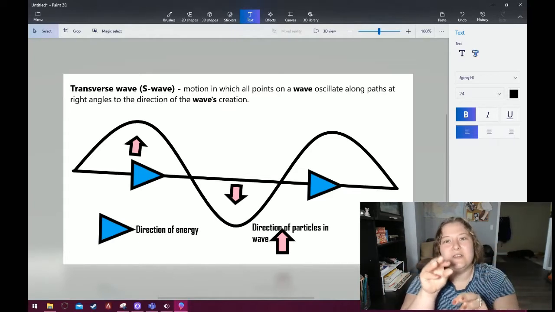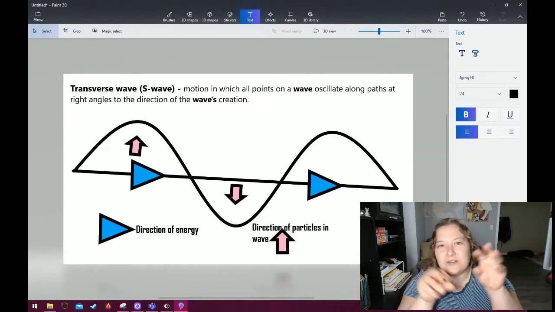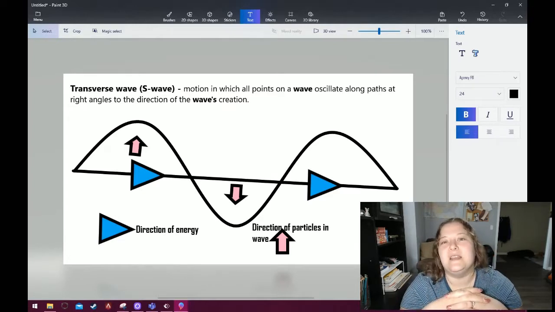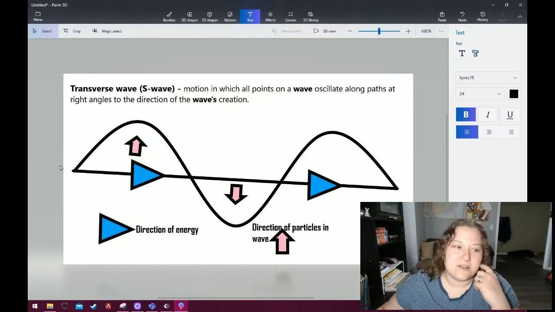So anytime that you hear oscillating, oscillating means moving back and forth, right? So all particles are just oscillating. With a wave, they're oscillating a little more. So the oscillating back and forth movement is at a 90-degree angle or right angle to the direction of the wave's creation. So over here, you've got the wave's creation, and it shows the direction of the energy on the wave, right? This way again, and then the particles in the wave are moving up and down and up and down and away from the energy that's being pushed along.